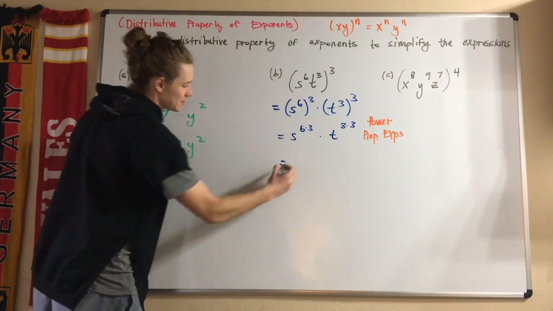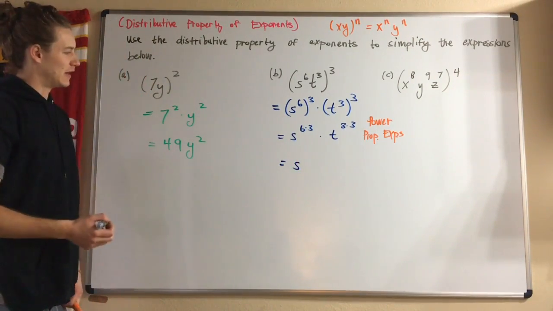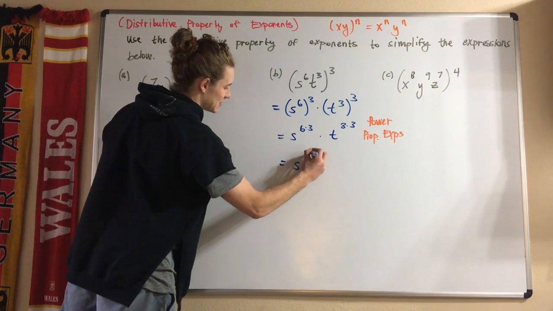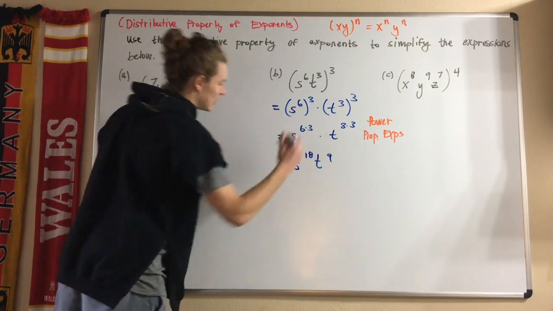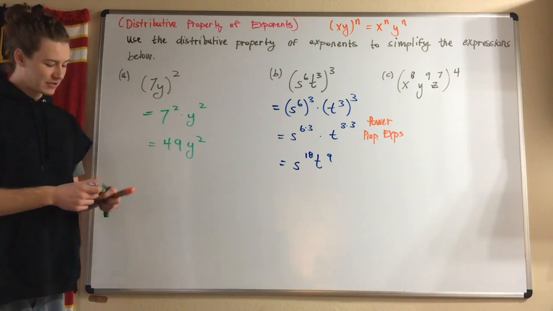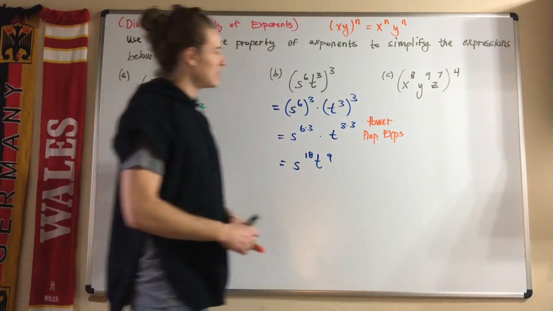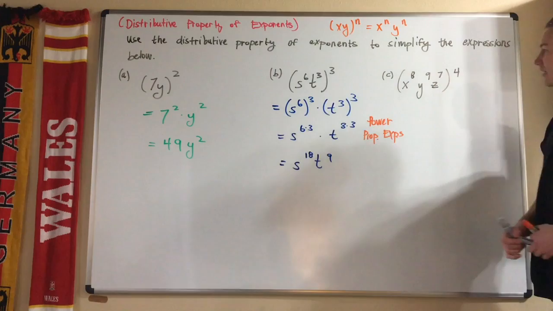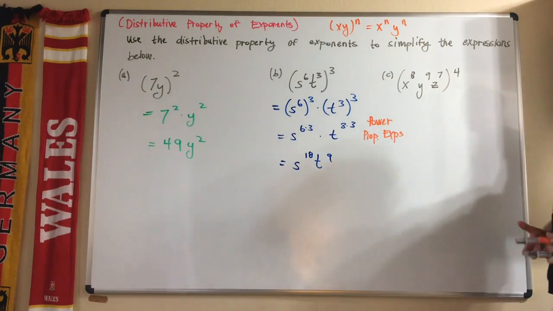And we can simplify this by simplifying our exponents to make this s to the 18, t to the 9, and we solve B. Let's look at C now. C, we have x to the 8th, y to the 9th, z to the 7th, all raised to the 4th power.